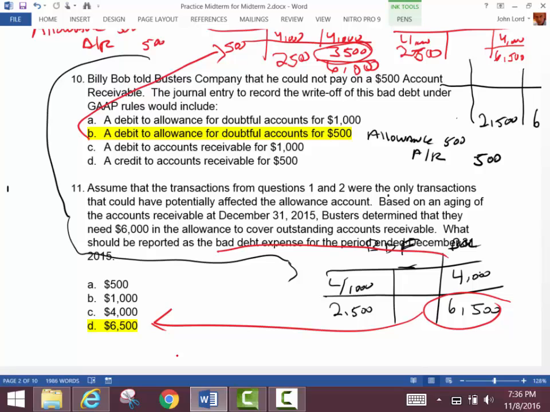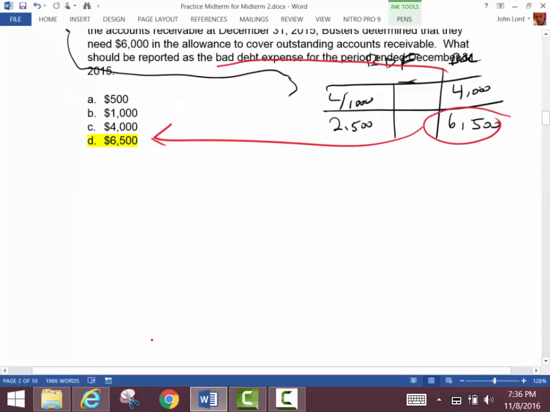I could have taken some out. And if I take some out, I would have credited the bad debt expense and debited the allowance, right? If I determined I needed less. Say the question said you determine you only need $2,000. I'm going to what? I'm going to credit the bad debt expense for $1,500 to take that out, right? And I'm going to do what? I'm going to debit the allowance. Okay? Okay, good.